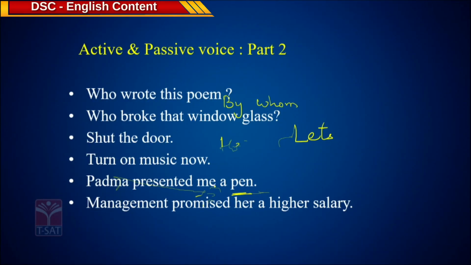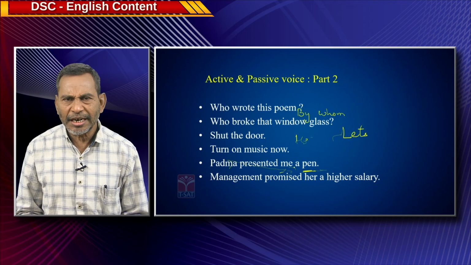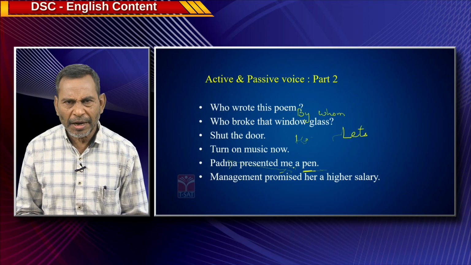We can change this kind of sentence into passive in two different forms. The first one: I always give importance to the live things, that is me. I was presented a pen by Padma. This is one answer. And if I begin the sentence with the second object: a pen was presented to me by Padma.